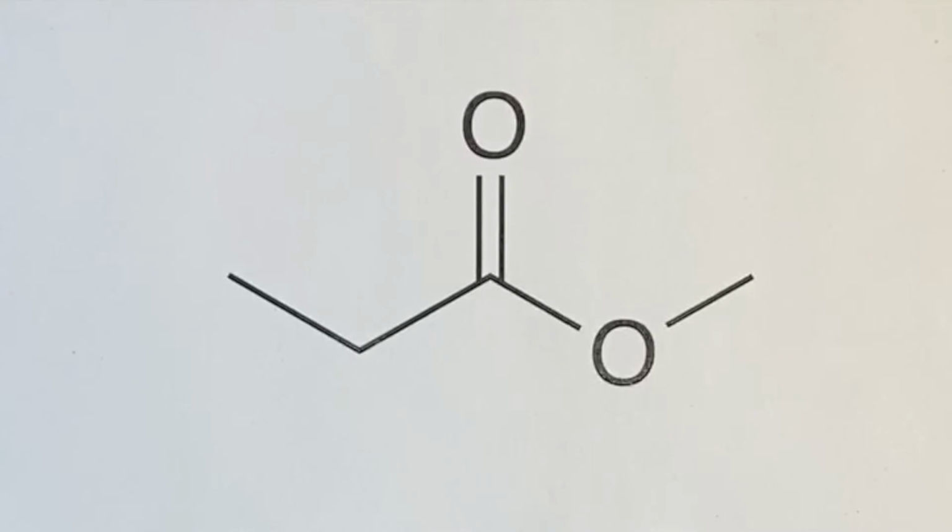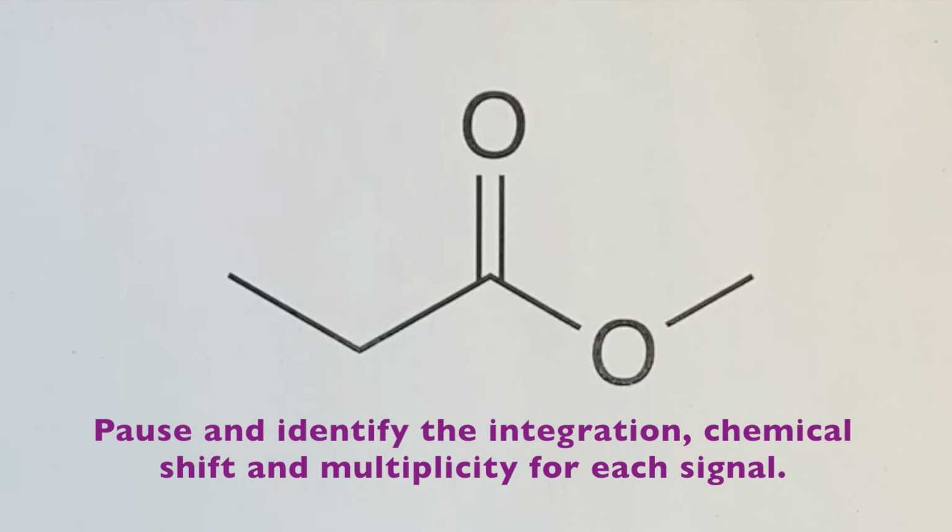So what I want you to do is look at this structure. I want you to tell me the number of signals you expect for the structure. Just like we did before, identify your protons in alphabetical order from left to right. That will help both of us be consistent in our identification. Once you've identified the number of signals you expect in your NMR, look at each of the sets of protons. What do you expect for the integration, the chemical shift, and the multiplicity? So pause the video, identify the number of signals, and then the integration, chemical shift, and multiplicity for each set of protons.